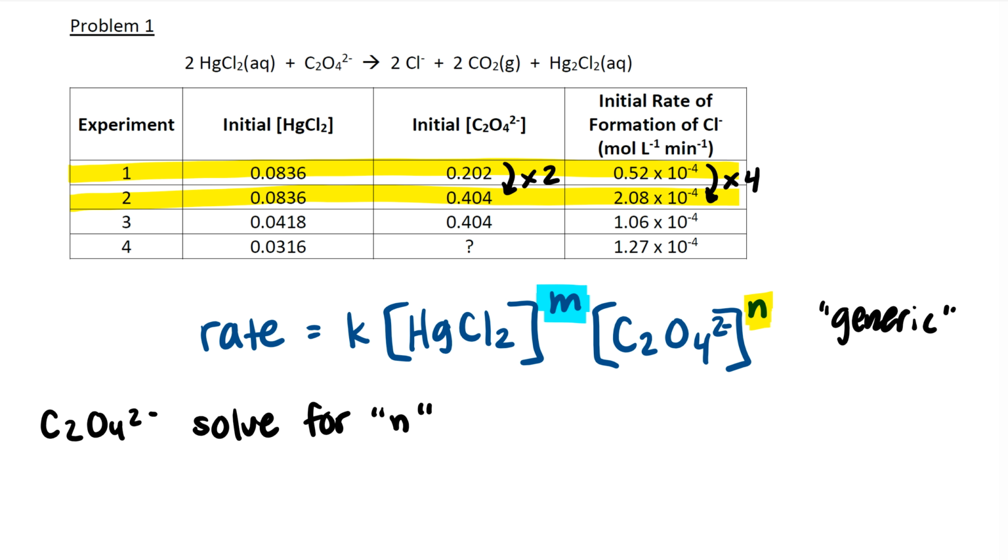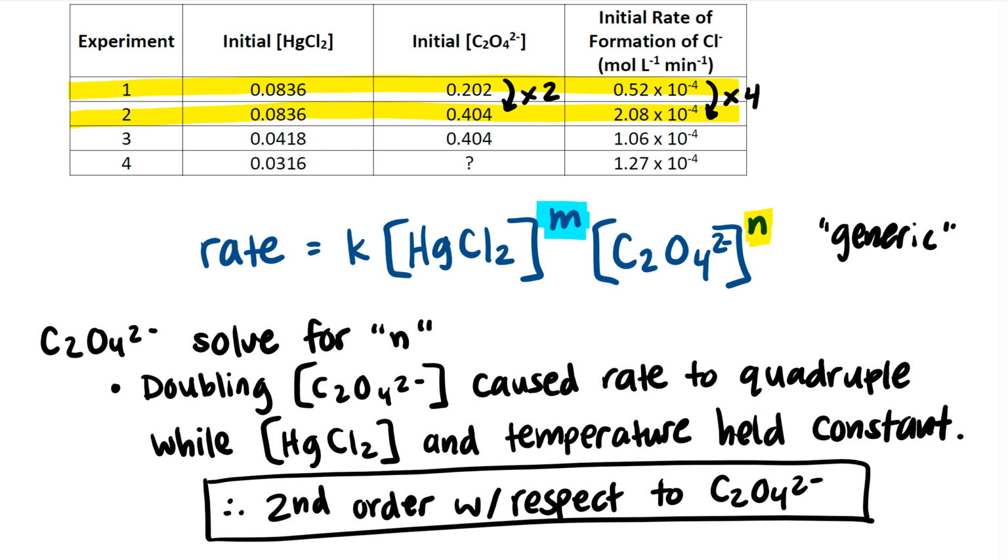So let's write this out in word format so I can get my credit for my thinking if I'm doing table logic. All right, to get my points and to show my thinking, we would say doubling the concentration of oxalate caused the rate to quadruple while the mercury chloride concentration and temperature were held constant. Therefore, it is second order with respect to the oxalate ion. So we have just determined the orders of each reactant.